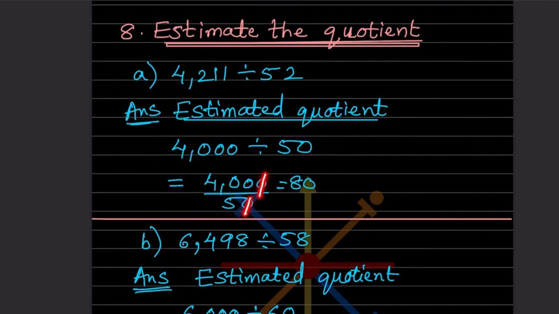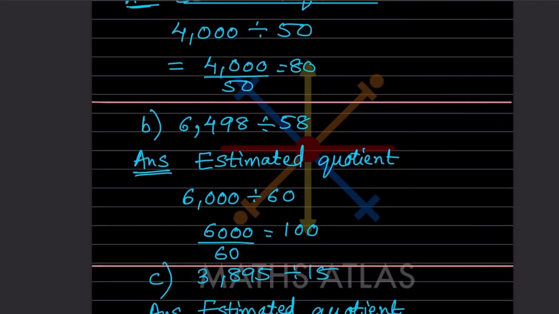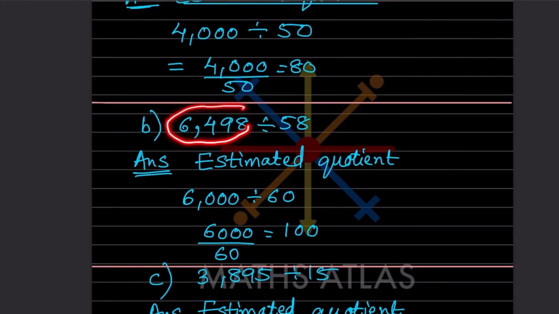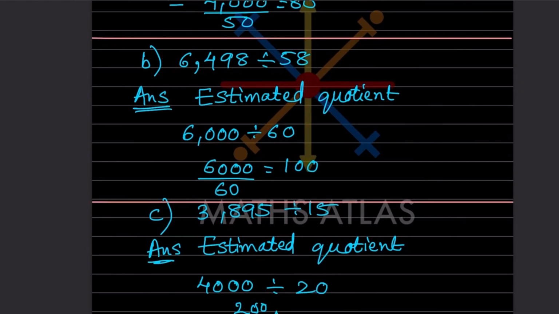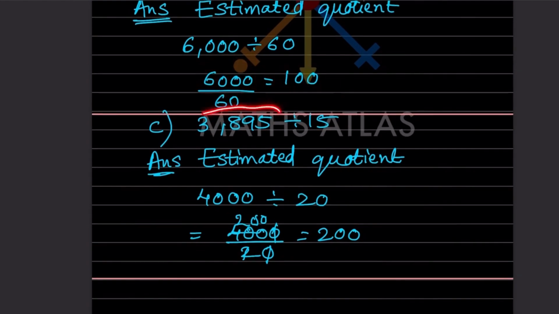So this and this goes off. 5 ones are 5, 8 fives are 40 and here 1 zero. So the answer is 80. Now after this one, the second, after estimating this, you get 6,000, 58 becomes 60. Again, I put it in a vertical way, 6,000 divided by 60, this and this goes off. 6 ones are 6, 100s are 600. So that answer is going to be 100. Again, after rounding, you get 4,000, 15 becomes 20. And when you divide it, you get 200.